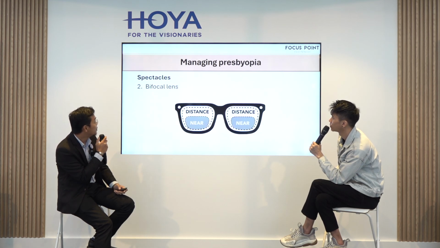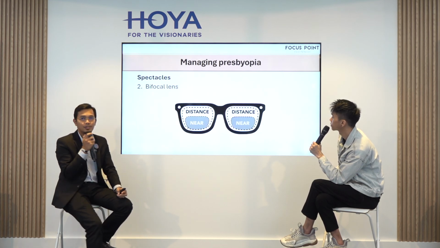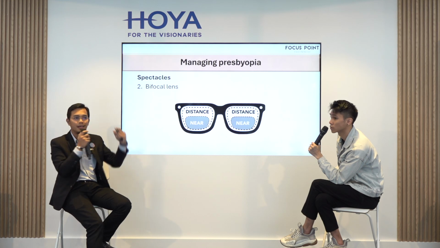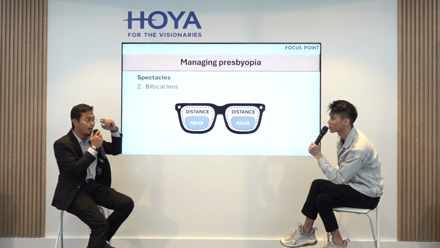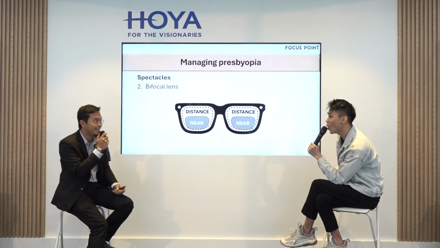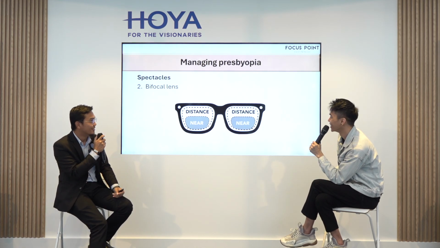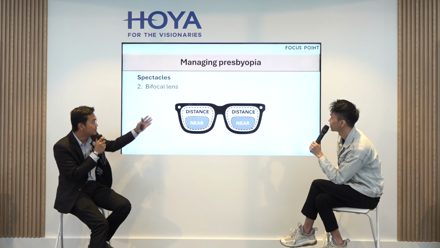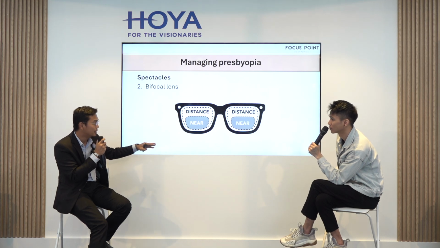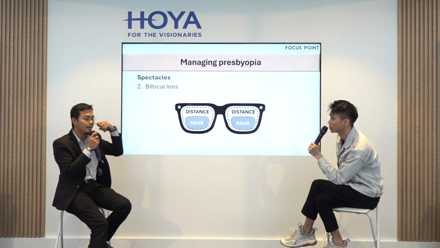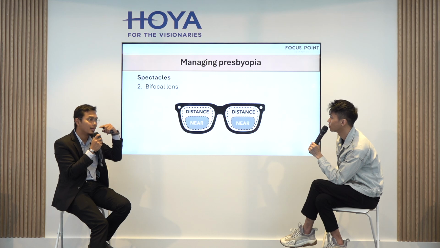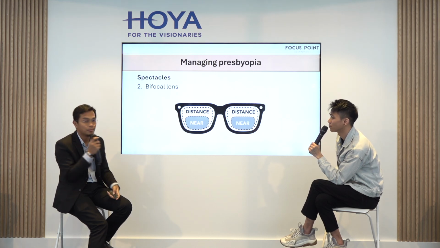Now we go to bifocal lenses. Normally we see some aunties and uncles where there is a line in the lens. That is the bifocal. They have only two powers, one for distance and one for near. When they want to read, they look at the line below. When they look far, they look at the top part of the lens. So this is the bifocal lenses.